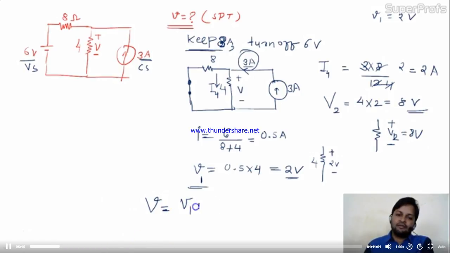Now what is the resultant then? Resultant is V1 plus V2. Remember the algebraic summation means we'll consider the direction also. The direction of V1 and direction of V2 both are same. That's why positive sign. And the value of V1 is nothing but 2. The value of V2 is nothing but 8. And finally we are having 10 volt.